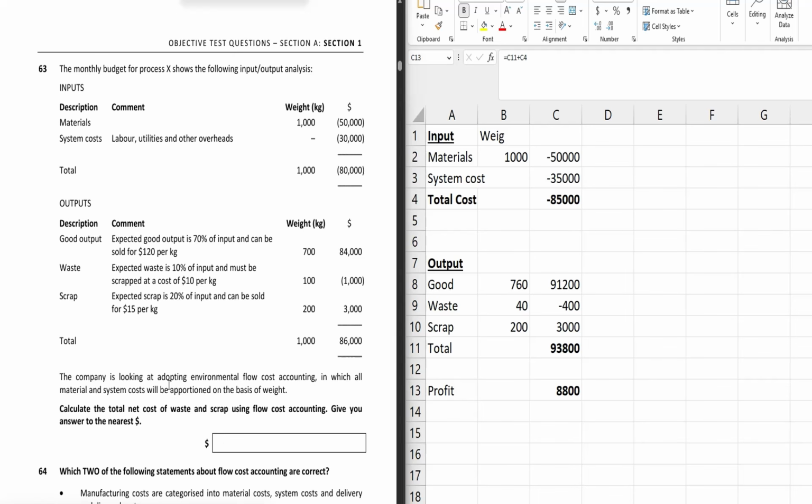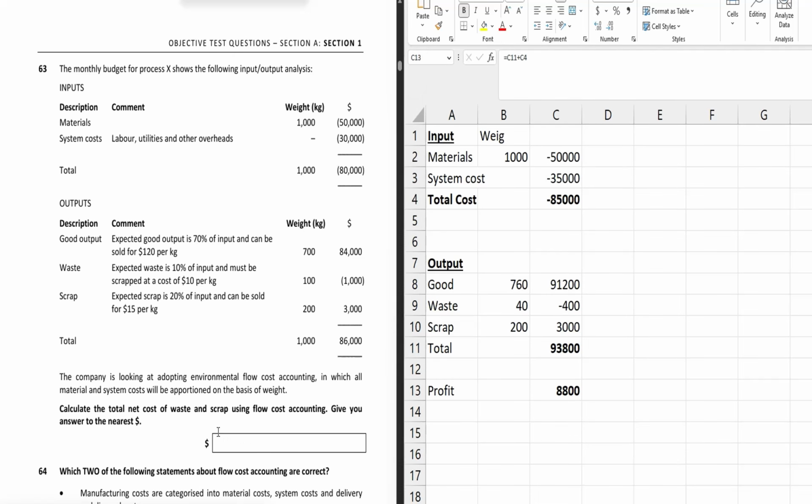Okay. So now the monthly budget for process X shows the following input output analysis. So they have provided the input figure as we have done earlier. Now the output figure is here. The company is looking at adopting environmental flow cost accounting in which all material and system cost will be apportioned on the basis of weight. So calculate the net cost of waste and scrap using flow cost accounting. Give your answer to the nearest dollar.